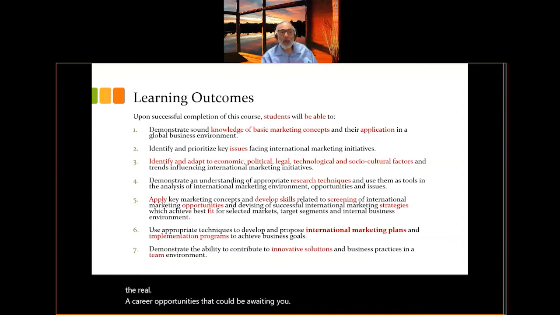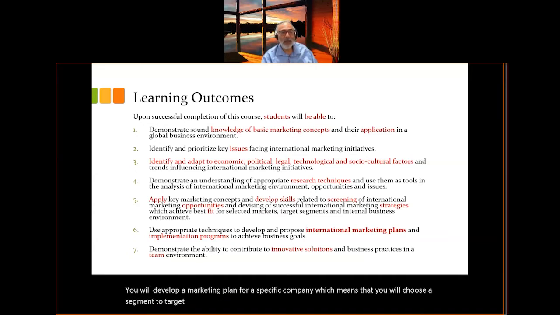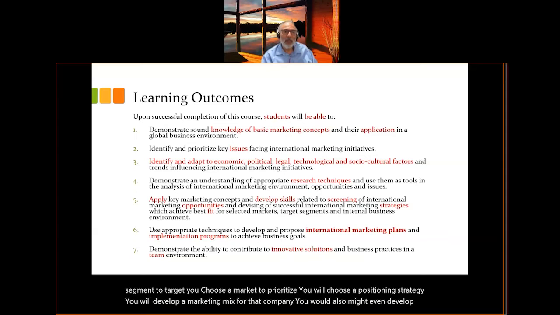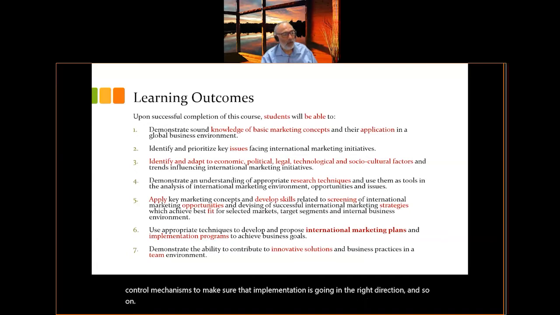You will develop a marketing plan for a specific company, which means that you'll choose a segment to target, you'll choose a market to prioritize, you will choose a positioning strategy, you will develop a marketing mix for that company. You will also might even develop control mechanisms to make sure that implementation is going in the right direction and so on.